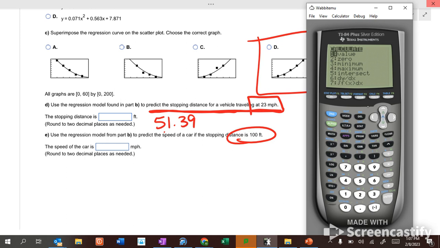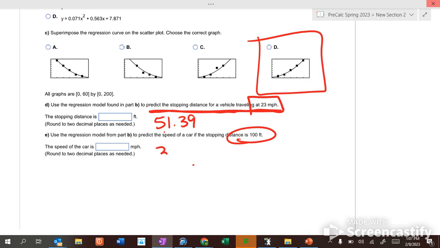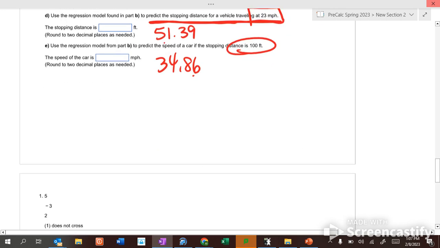Second, trace. We're going to find where they intersect. So I'm really close there. Enter, enter. So my intersection is at 34.86. My intersection is at 34.86. That's how fast the car is going to be going to have a stopping distance of 100 feet.